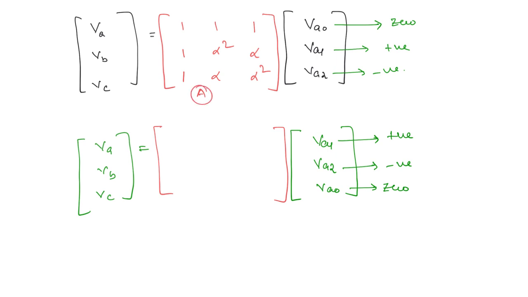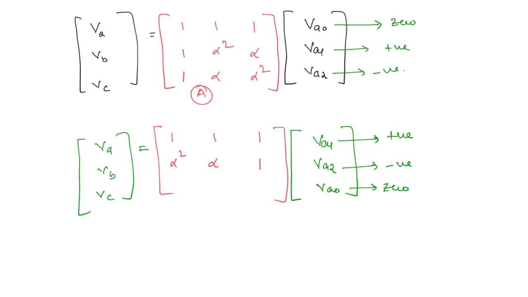Now here the first row is going to be the same, because VA is the sum of these three. So here you are going to write 1, 1 and 1. But VB is equal to VA0 plus alpha square VA1 plus alpha VA2, right? So the first element here is going to be 1, next you get alpha square, and next you are going to get alpha.